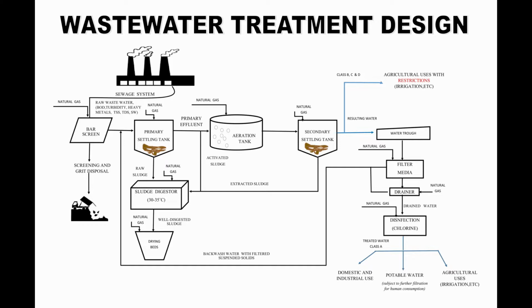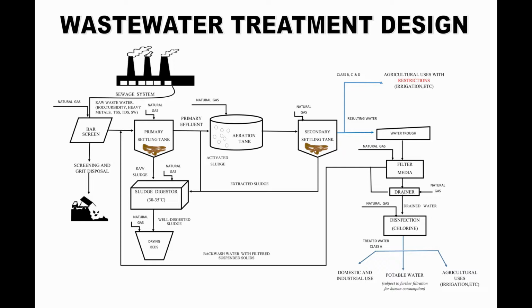The secondary effluent will then go to another settling tank, and here the sludge is returned into the digester, and the resulting water will now undergo tertiary treatment. The treated water is divided into four classes: Classes A, B, C, and D. Class A undergoes several stages of filtering and disinfection with chlorine.